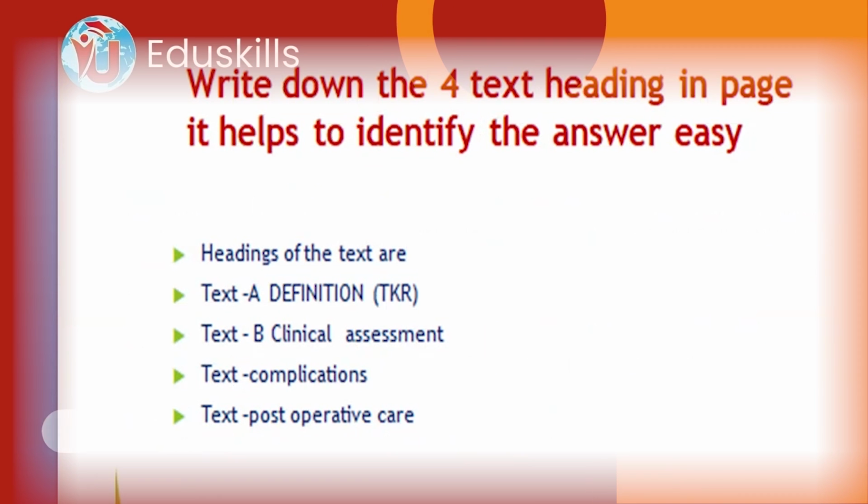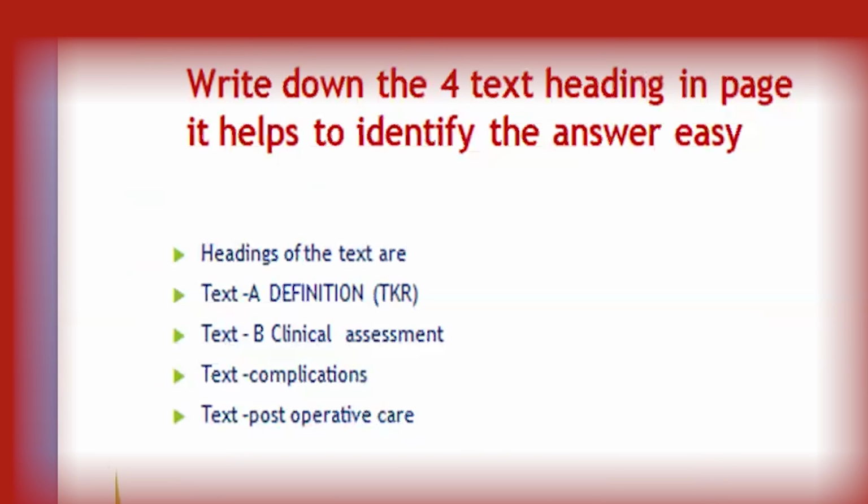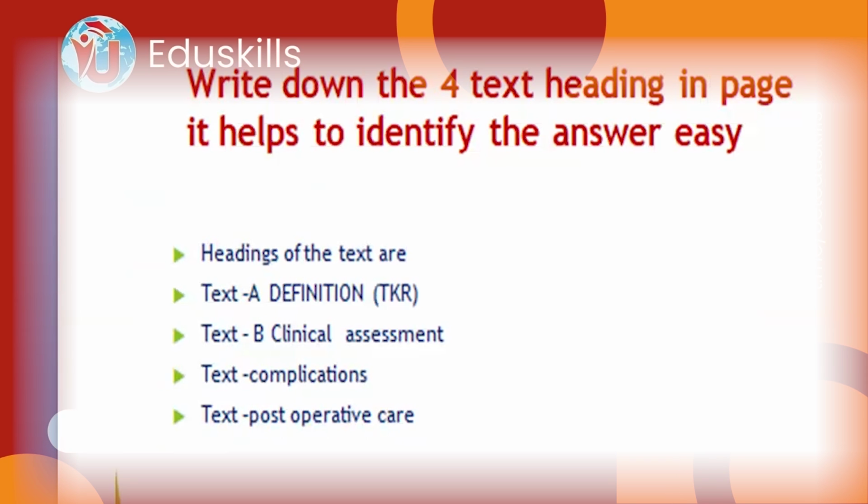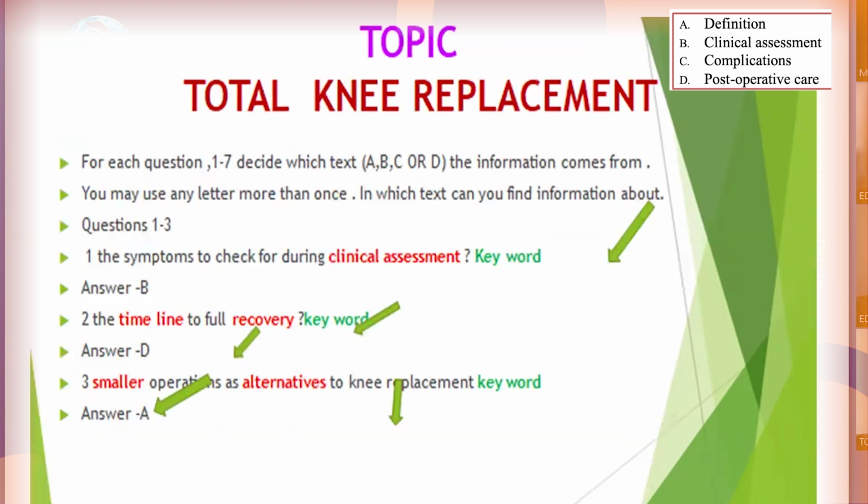When we write the answer: Text A, before TKR, definition. Text B, clinical assessment. Text C, complications. Text D, post-operative care. In the first question, the symptoms to check during clinical assessment, the keyword is clinical assessment. When we see the keyword, at once we can go to Text B. Answer is Text B. The second question, timeline to full recovery. The keyword is recovery. Then the recovery is in Text D.